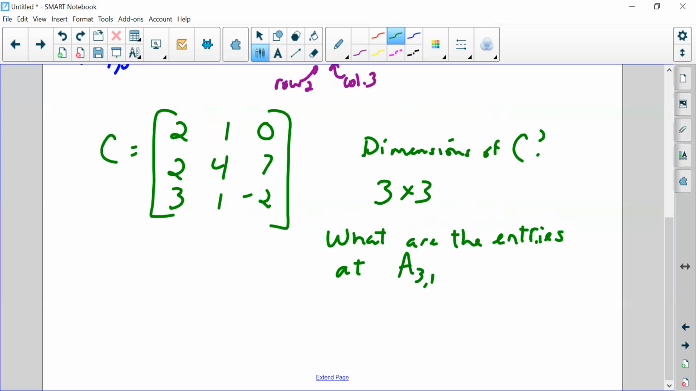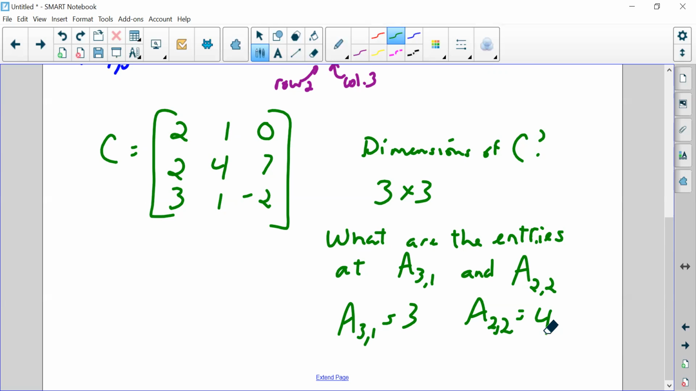At A31 and A22. Okay, so A31 is what? 3. Row 1, 2, 3, column 1. It's right there. Okay. A22, 4. Row 2, column 2. You want the 4.